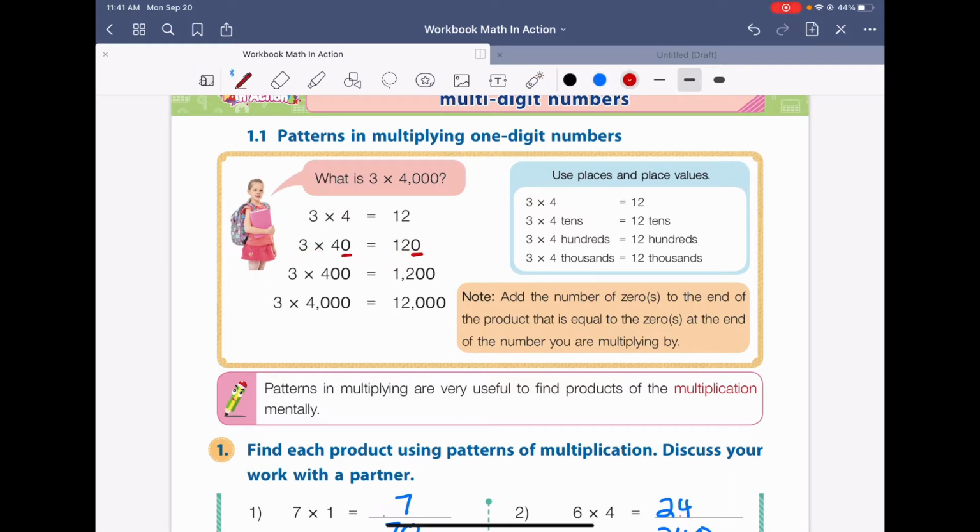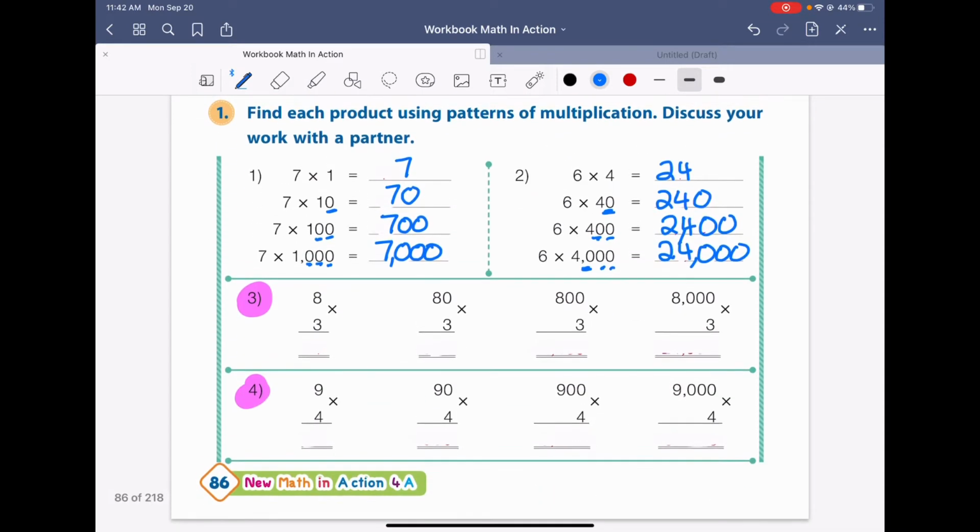3 times 400: again, 3 times 4 is 12, and then we have 2 zeros. 3 times 4,000: again, we have 3 times 4, we get 12, and then we have 3 zeros. So we have to do the same for number 3 and 4.